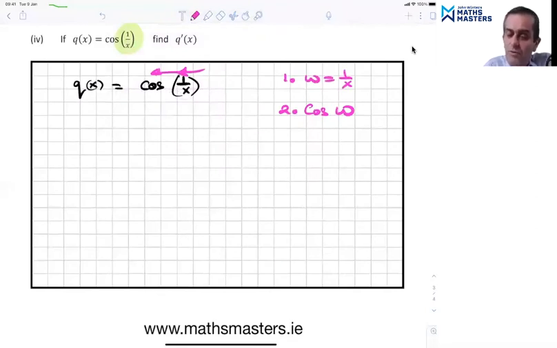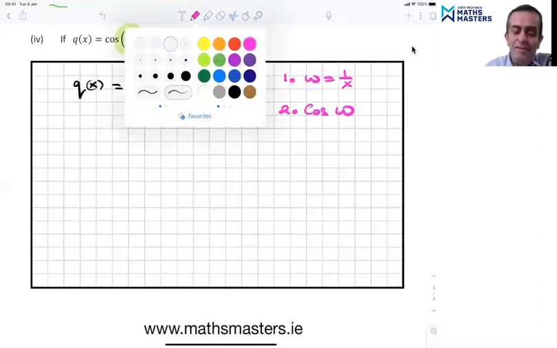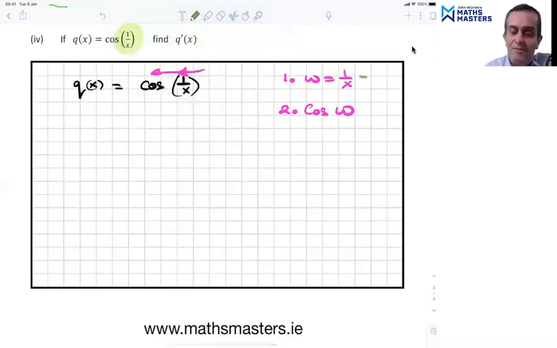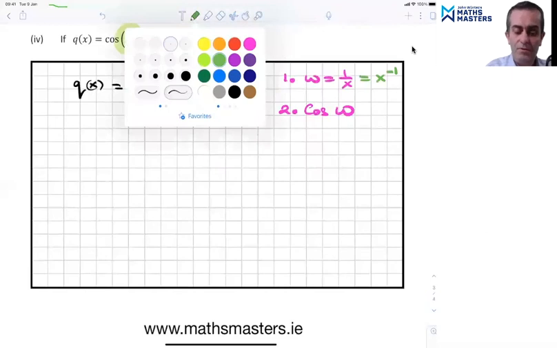Now, I'm looking at 1 over x, and I'm wondering about how to differentiate it. I could use the quotient rule, but it would be a severe overkill. It's much easier for me to differentiate this if I rewrite 1 over x as x to the power of minus 1. Because now I can just bring the power down in front and reduce the power by 1 when I do the differentiation. So here goes.